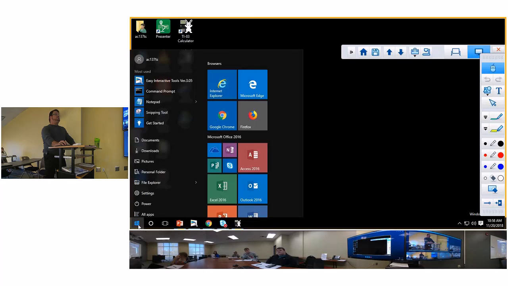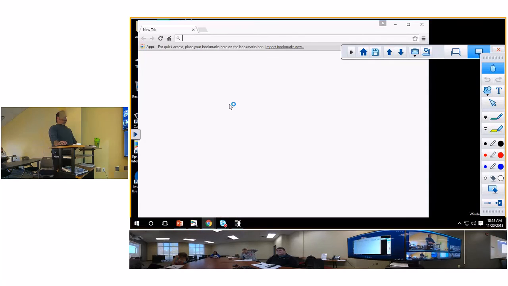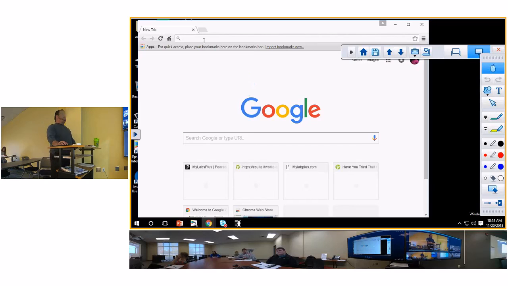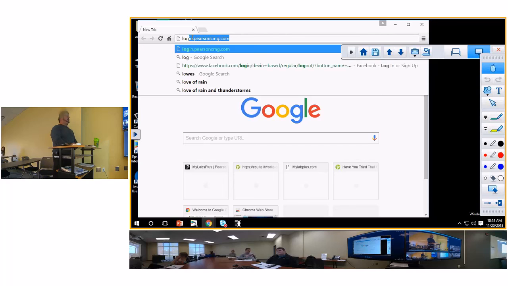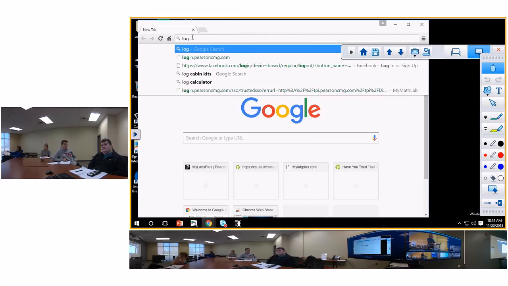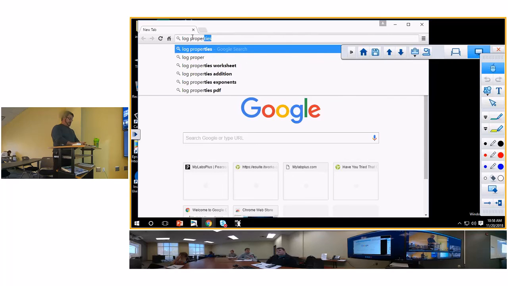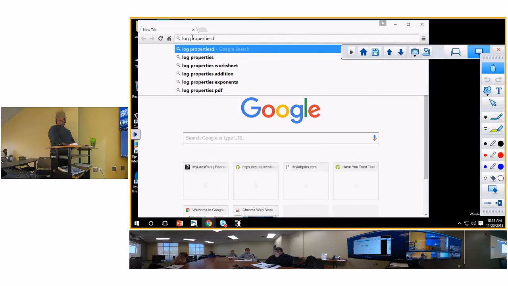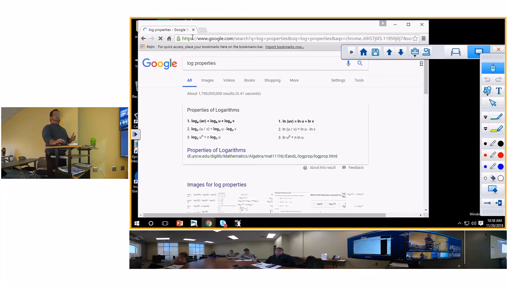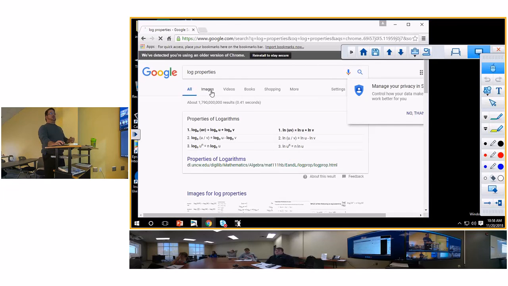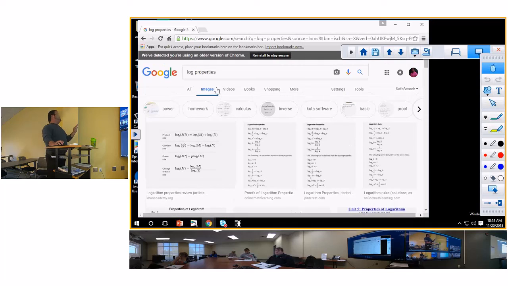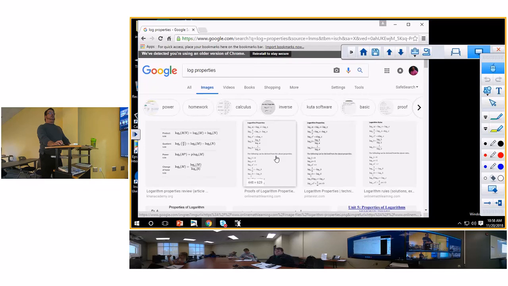Okay. Go to Google. Now watch this. This is some hard work, so you may have to take notes. Okay? Log properties. I've hit one button to get Google, so that's the second button. And images, that's the third button. So right now we're at 3 buttons. Okay, so a lot of work here. And you can click on whichever one you want and print it out however you want.